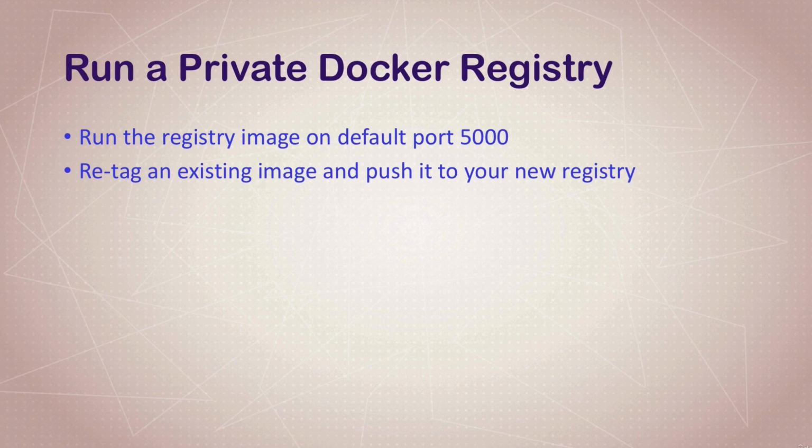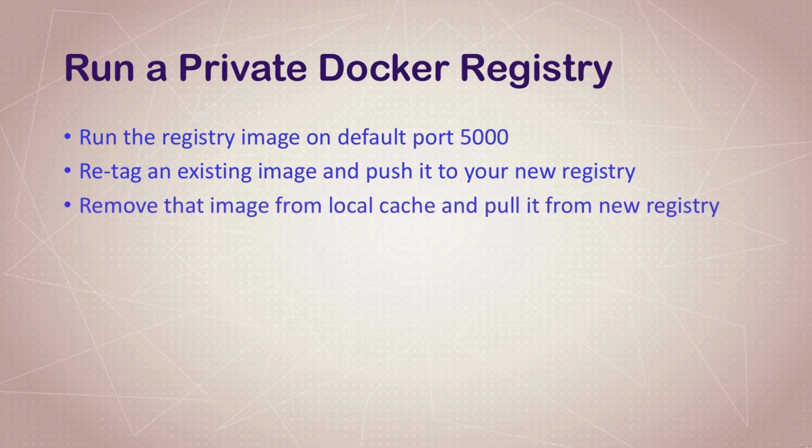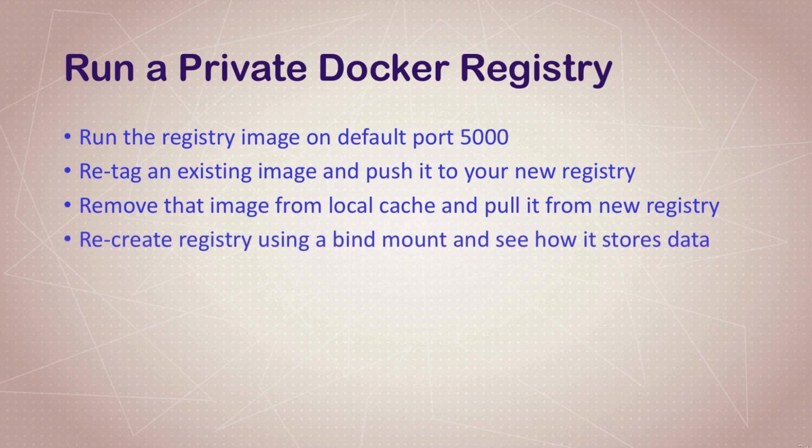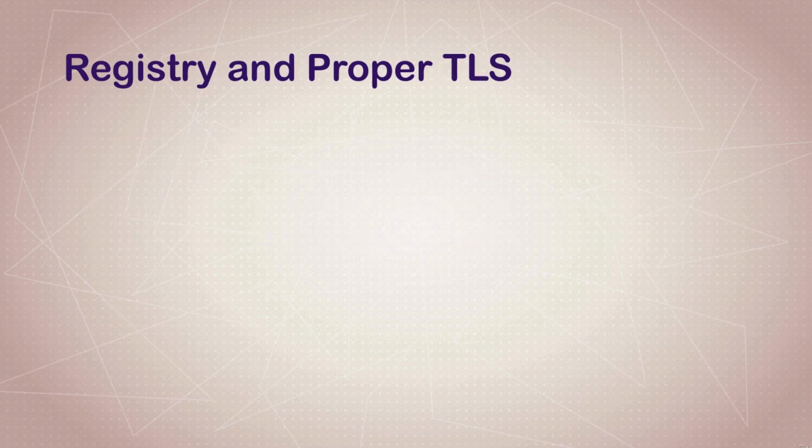That's how you change which registry is going to be used: you retag existing images. Then we're going to remove that image from our local cache, and pull it down from the registry after we've pushed it up there. And then we're going to stop and recreate the registry to show how you can change the storage. In our case, we're just going to use local storage, but there are lots of storage options that we'll talk about.